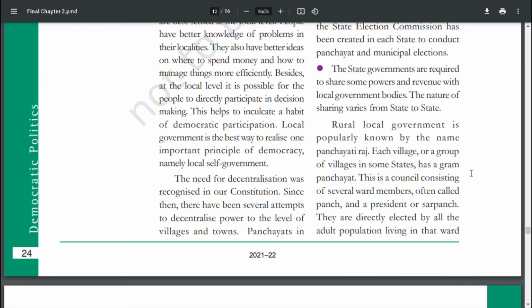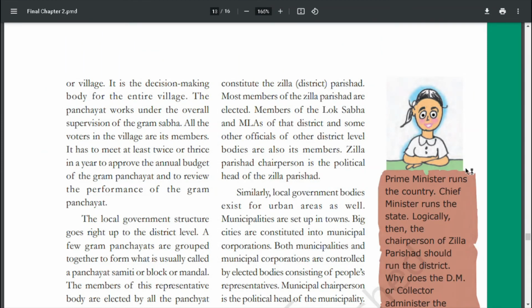Rural local government is popularly known by the name Panchayati Raj. Each village or a group of villages in some states has a Gram Panchayat. This is a council consisting of several ward members, often called Panch, and a president or Sarpanch. They are directly elected by all the adult population living in that ward or village. It is the decision-making body for the entire village. The panchayat works under the overall supervision of the Gram Sabha. All the voters in the village are its members. It has to meet at least twice or thrice in a year to approve the annual budget of the Gram Panchayat and to review the performance of the Gram Panchayat.